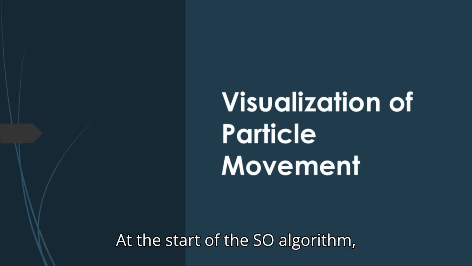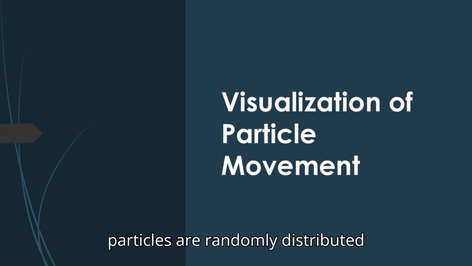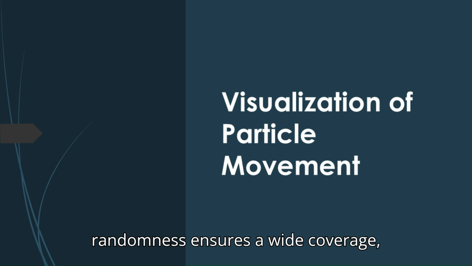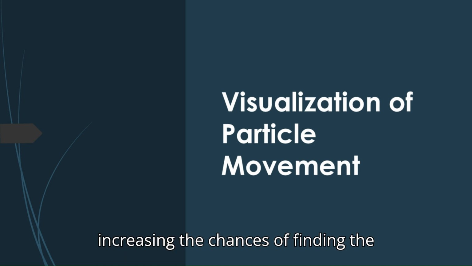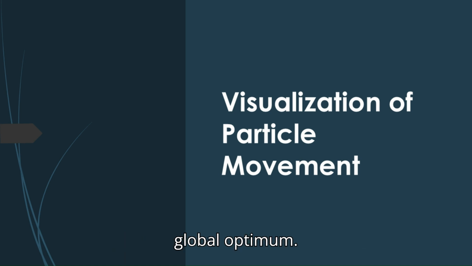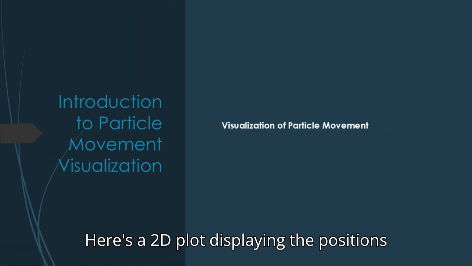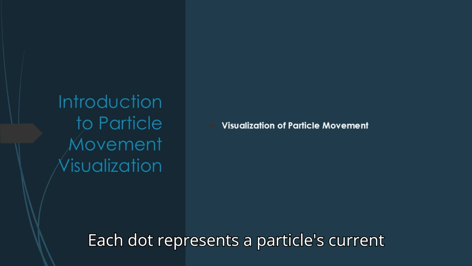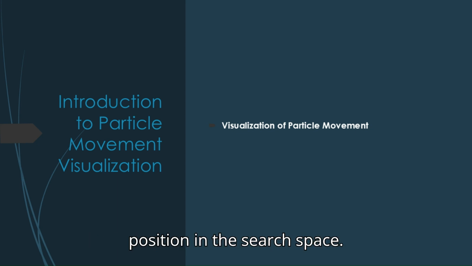At the start of the PSO algorithm, particles are randomly distributed throughout the search space. This randomness ensures a wide coverage, increasing the chances of finding the global optimum. Here's a 2D plot displaying the positions of particles after the first iteration. Each dot represents a particle's current position in the search space.